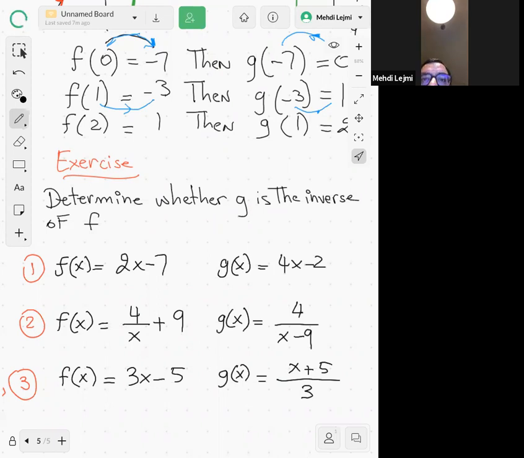All right. And yes, number 3, G is going to be the inverse. Yes, absolutely. Yes, Elizabeth. Number 3, yeah, G is going to be the inverse of F.